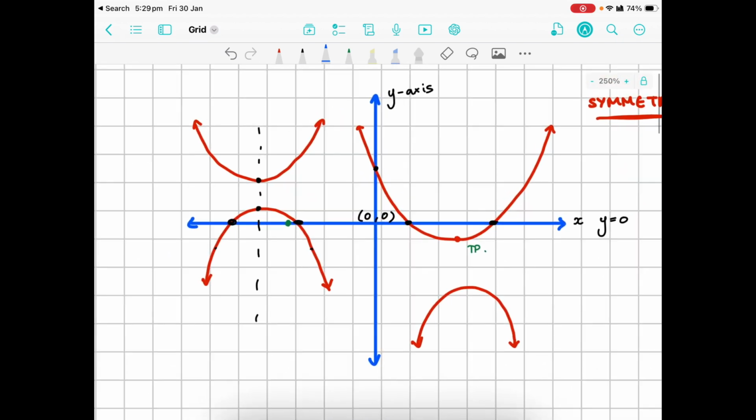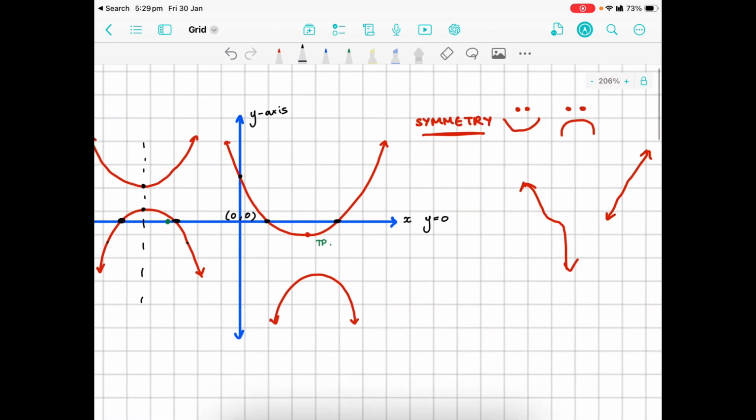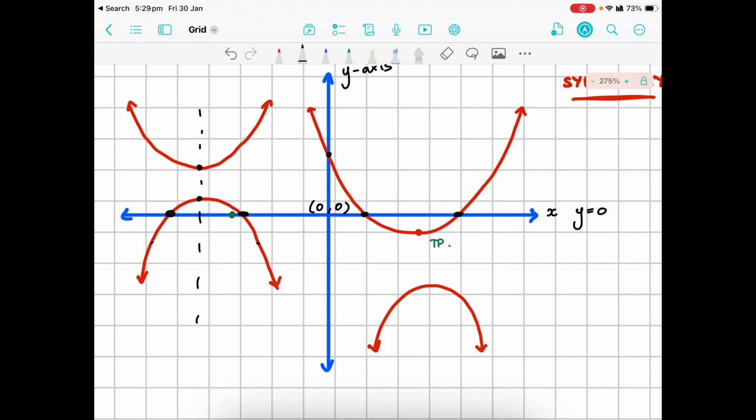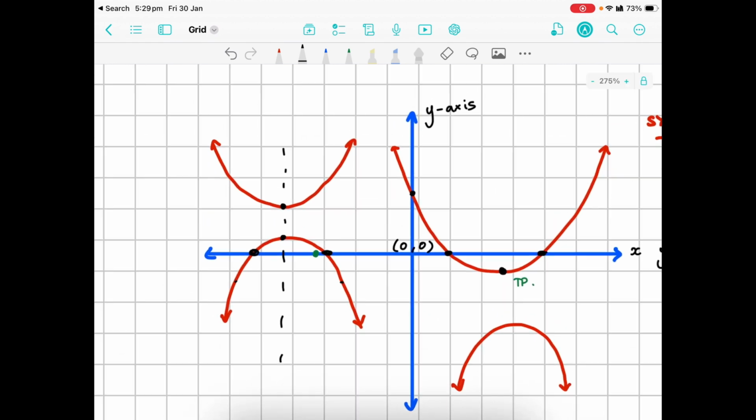This is how a parabola looks. This is an x and y axis, a Cartesian plane. A parabola looks kind of like a smiley face or a sad face. It has one turning point, and something really neat about parabolas is their symmetry properties. Everything on this side is the same as this side. It's a reflection.